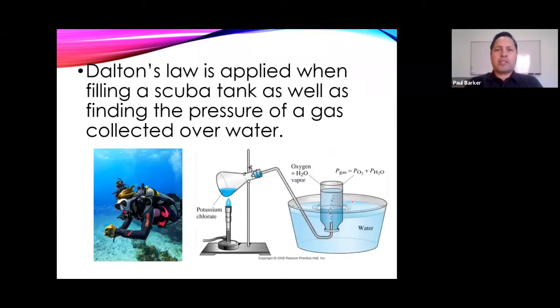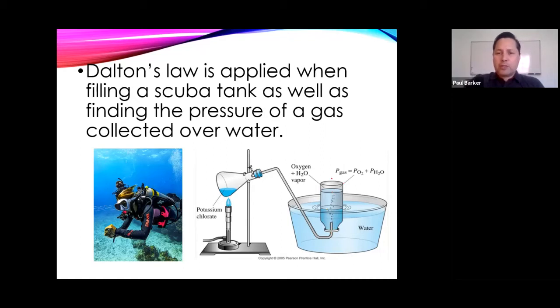Now, Dalton's Law is applied when perhaps filling the tank of a scuba diver, and also when you collect a gas over water. Here we have potassium chlorate being heated. That's going to break down into potassium chloride and oxygen, and that oxygen is going to bubble through water. So this is collecting it over water.